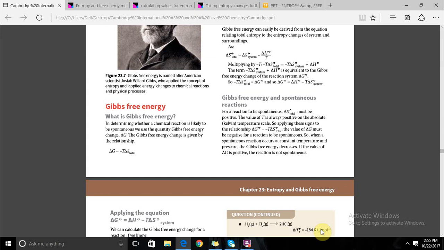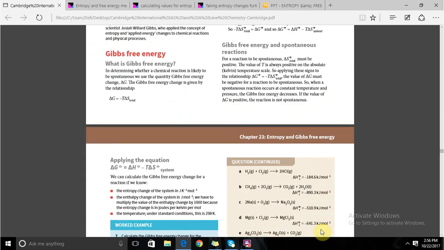For it to be spontaneous, another thing, the Gibbs free energy of an element is 0, always 0. For a reaction to be spontaneous, delta S naught total must be positive. The value of T is always positive on the absolute temperature scale. So applying these signs to the relationship, the value of delta G must be negative for a reaction to be spontaneous.